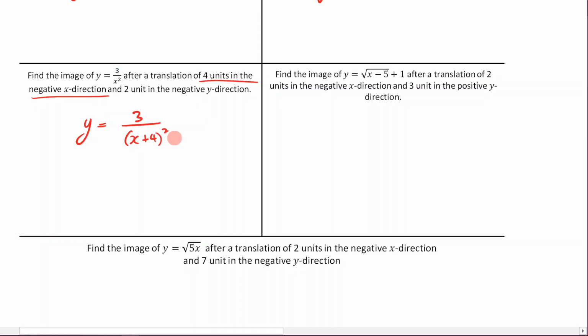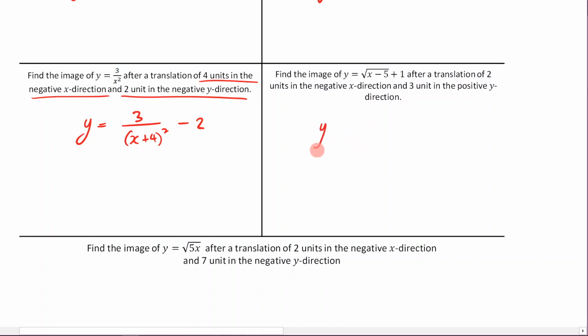And then what I'm going to do after that is 2 units in the negative y direction. So that means I minus 2 to the whole thing. So 4 units in the negative x direction means I replace my x with x plus 4, and then 2 units in the negative y direction, I subtract 2. Let's come to the next one.